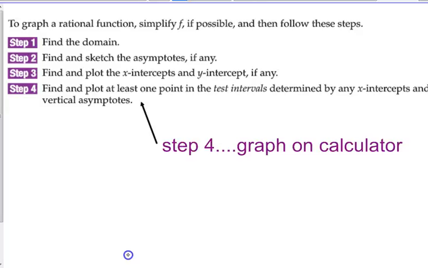All right. When you are graphing these, you're going to find the domain. Then you're going to find the asymptotes and sketch them in. Then you're going to find the intercepts and sketch them in. And then you're going to graph it on your calculator. Step 4 is to just go to your calculator, okay? You don't have to put a bunch of points in.